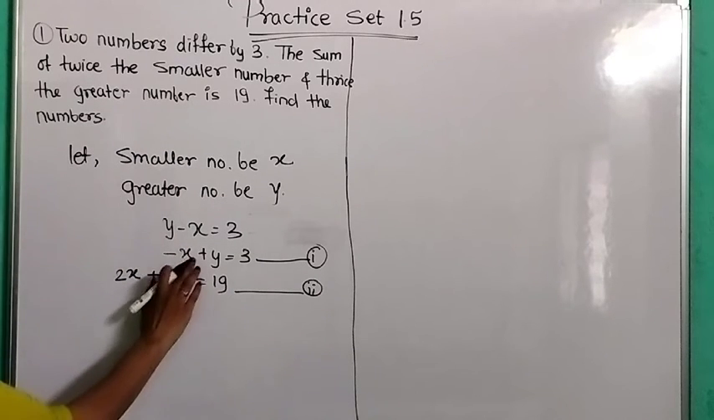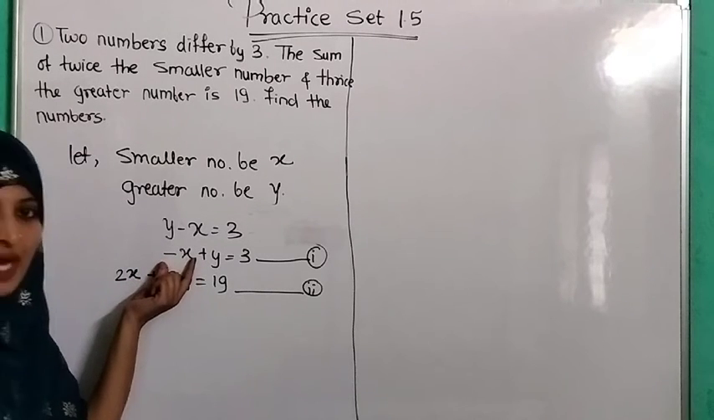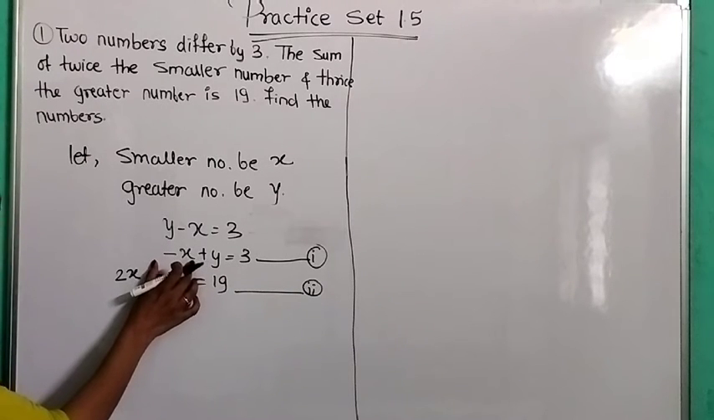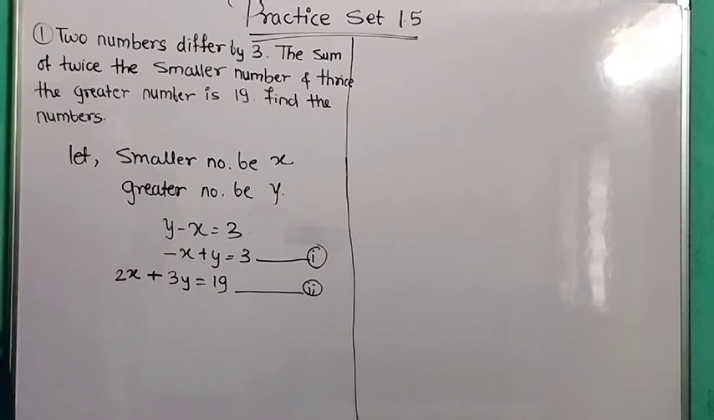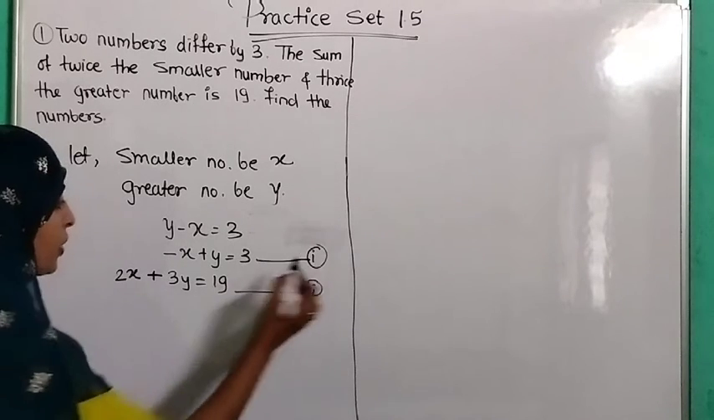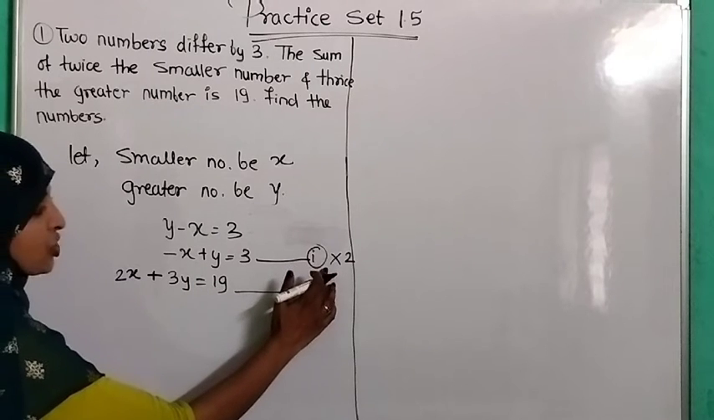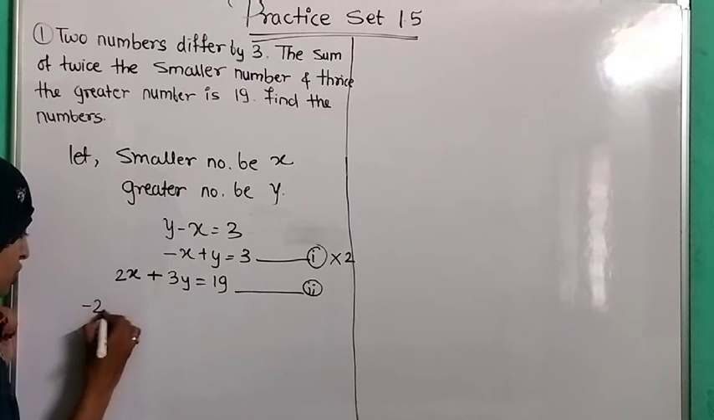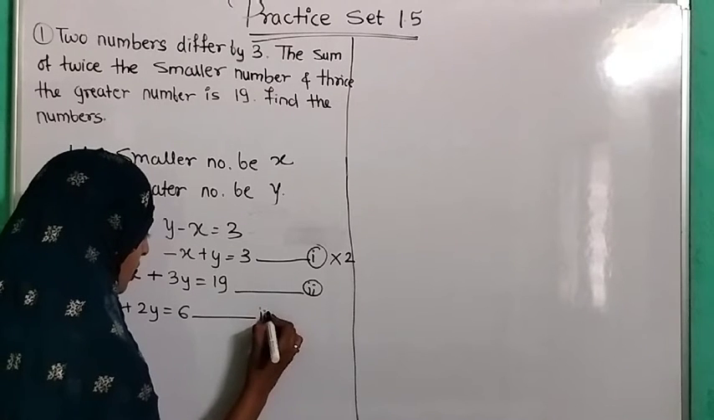If we compare equation number 1 and equation number 2, we come to know that here it is minus x. If we multiply equation number 1 by 2, we get minus 2x. Means we are going to use the elimination method. We are going to eliminate the x term. So if we multiply equation number 1 by 2, we get equation number 3: minus 2x plus 2y is equal to 6.